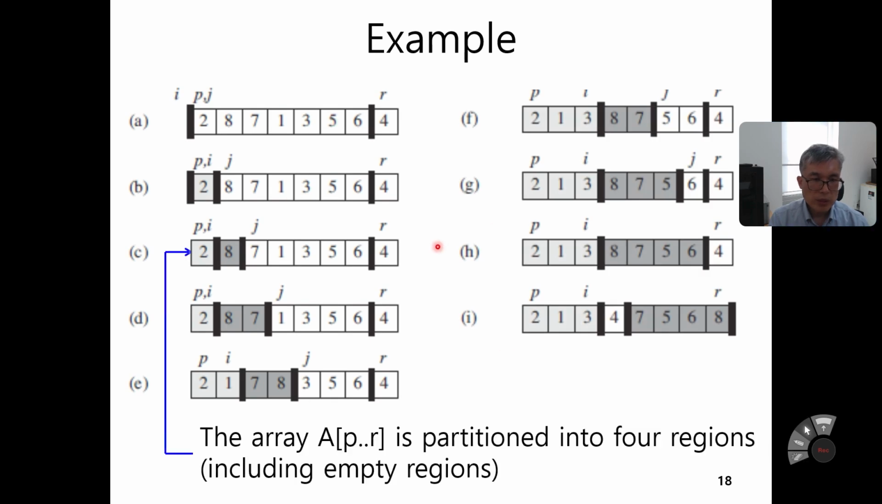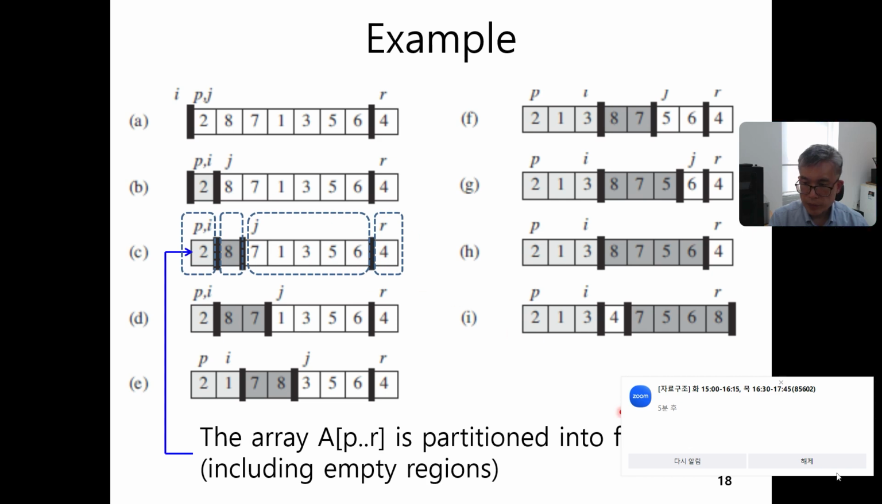So remember the array A[p..r] is partitioned into 4 regions, including an empty region. The first one is less than or equal to the pivot value. The second partition is greater than the pivot, and this is the unrestricted region, meaning the unsorted element region, and this one is the pivot.